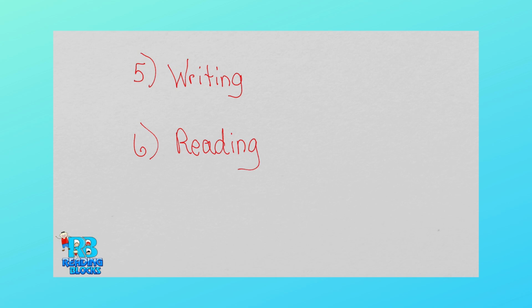Now, in our 5th section and our 6th section, we're going to do writing and reading. So in the 5th, the writing section, you can get a piece of paper and a pencil or a whiteboard that you can write on with a dry erase marker. And I'm going to say the sound, and then you're going to write it.